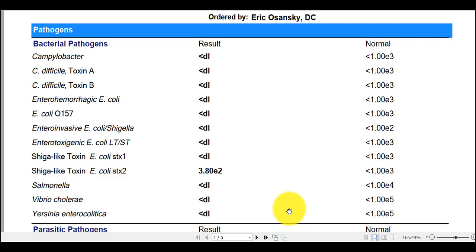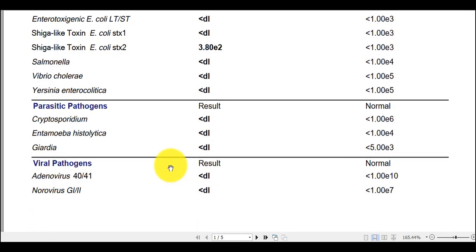As for how this bacteria is transmitted, one of the more common ways is through the fecal contamination of ingested foods, such as undercooked meat. Symptoms associated with this bacteria include severe abdominal cramps and diarrhea. And you can see that all of the parasitic pathogens, as well as viral pathogens, are below the detectable limits.